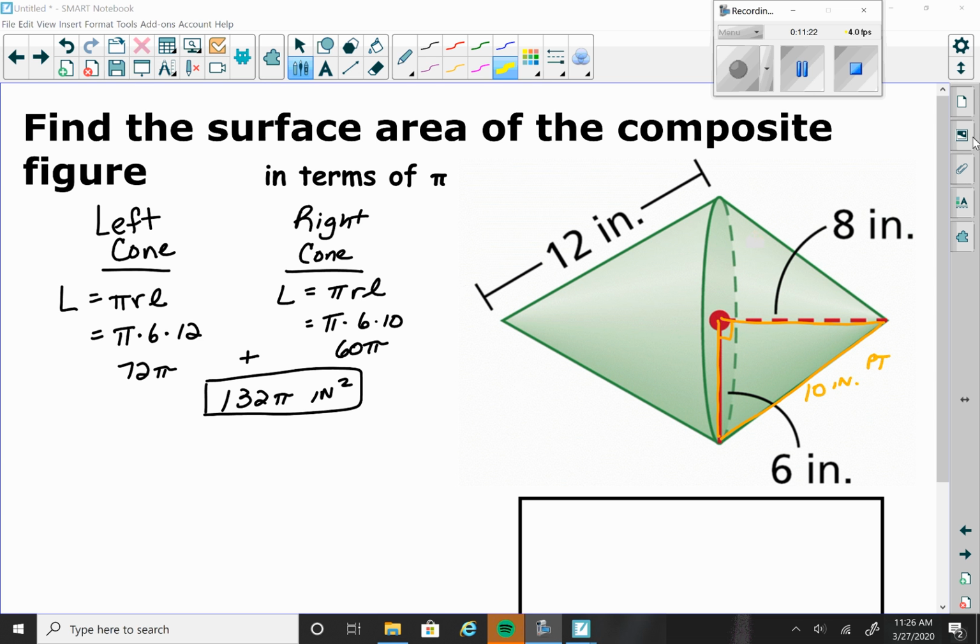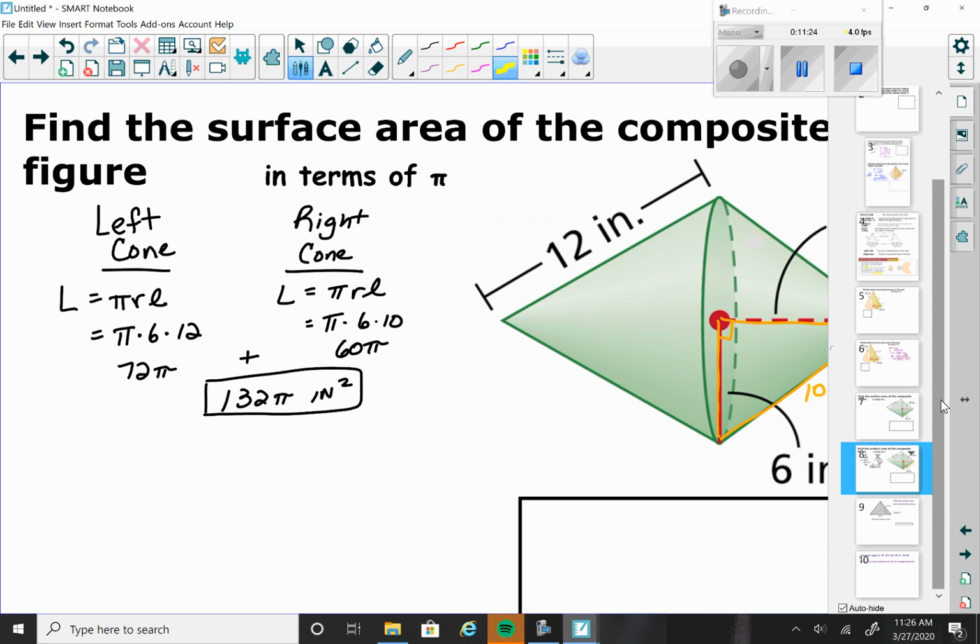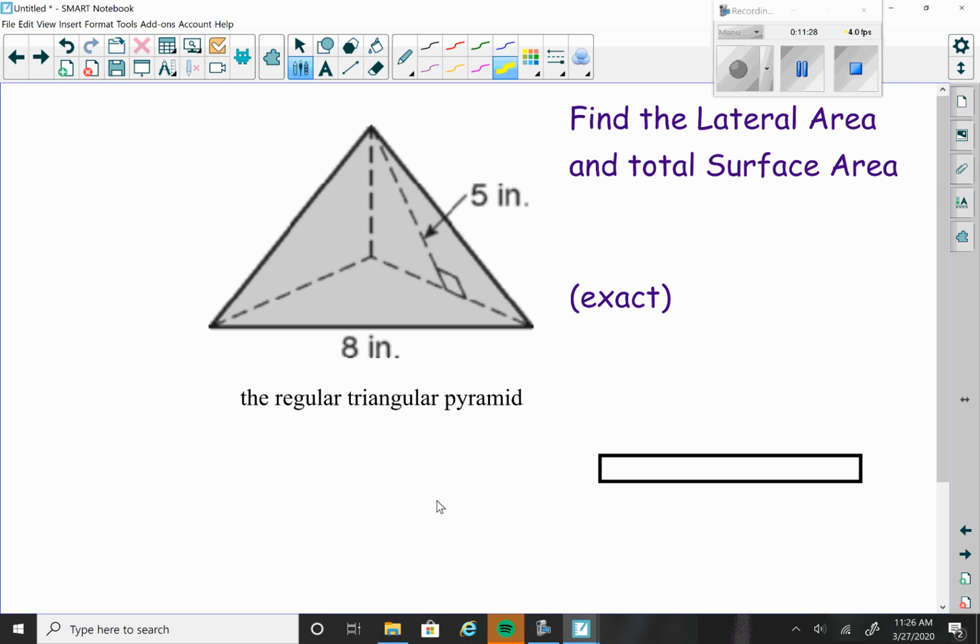My last problem for today is just another pyramid, but it's a little tricky. It's a regular triangular pyramid. So again, finding the lateral area and the total surface area, I thought I would do this one with you. So to find our lateral area, that's going to be the three triangles going around the outside, right? The one back there on the left, the one over there in the back right, and then this triangle up in the front. So you got three triangles total to get your total lateral area.